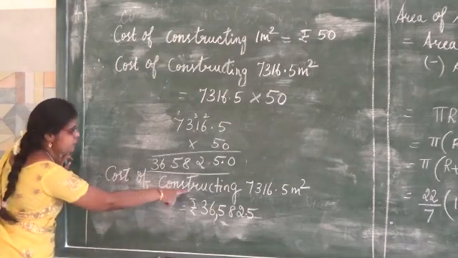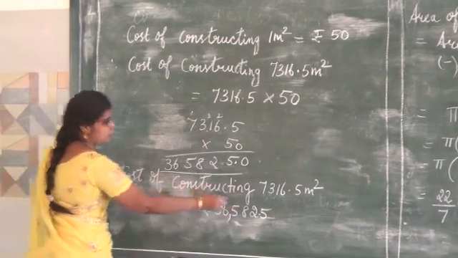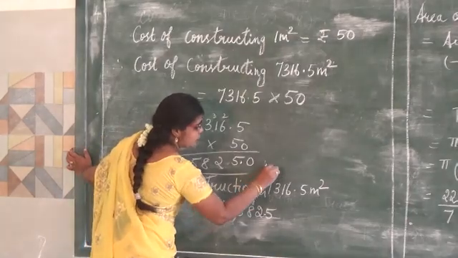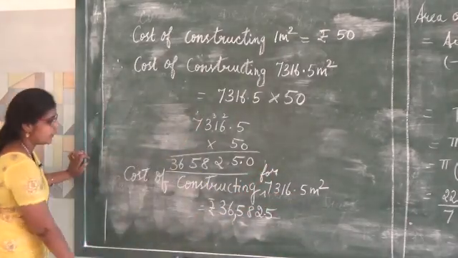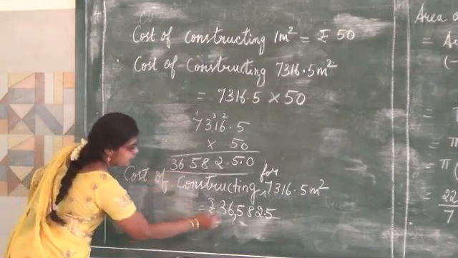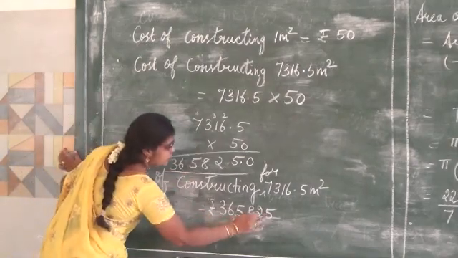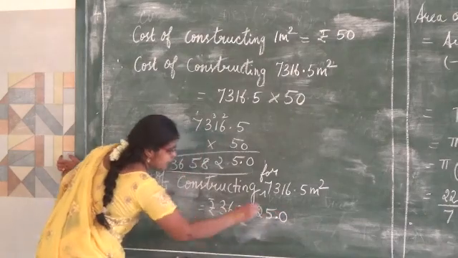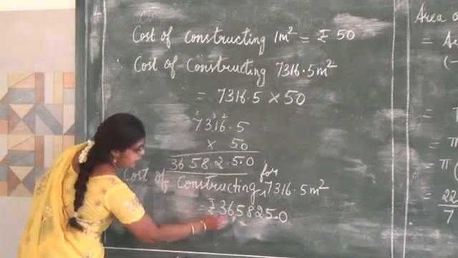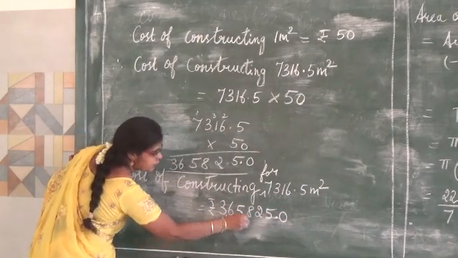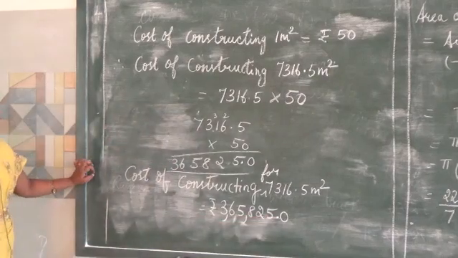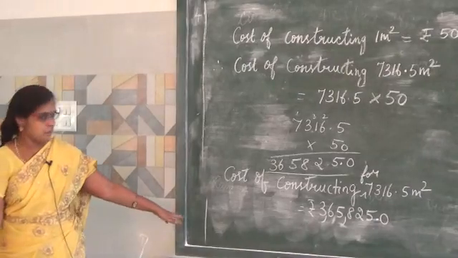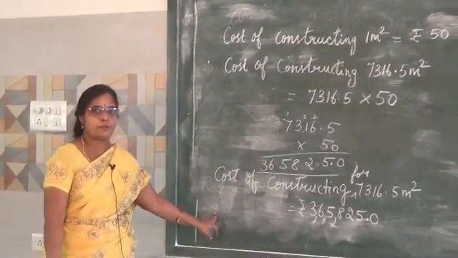So cost of constructing for 7,316.5 meter square is equal to 3,65,825 rupees. So up to this we will complete the fourth problem.